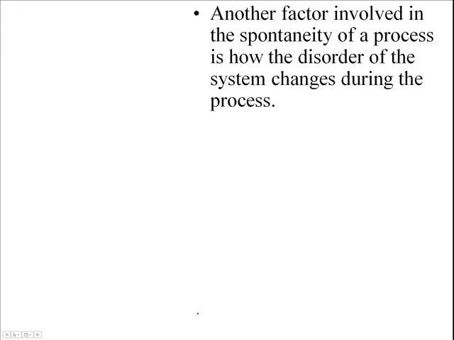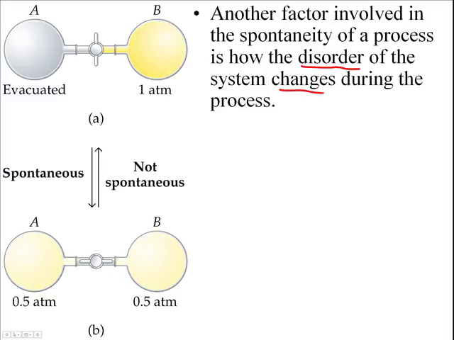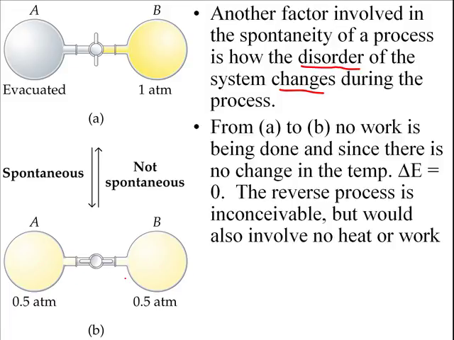Now, the third thing. We talked about temperature, we talked about enthalpy. The third factor involved in how spontaneous a reaction is is how the disorder changes during the process. For example, we've got a cylinder here. This one's filled with a yellow gas. The stopcock is closed, therefore the other side, A, is evacuated. There's nothing in there. Once you turn that, then it spontaneously goes from here over to here until they are even with each other.